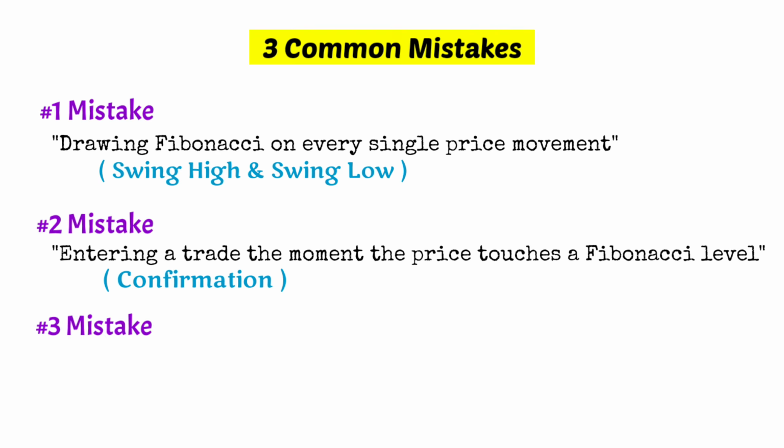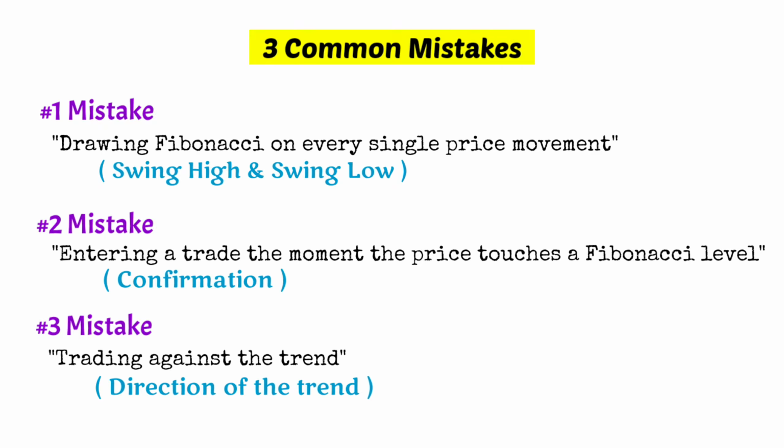Mistake number 3. Trading against the trend. The main purpose of Fibonacci retracement is to help you find better entries in the direction of the trend, not to predict reversals. If the market is in a strong uptrend, focus on looking for buying opportunities.